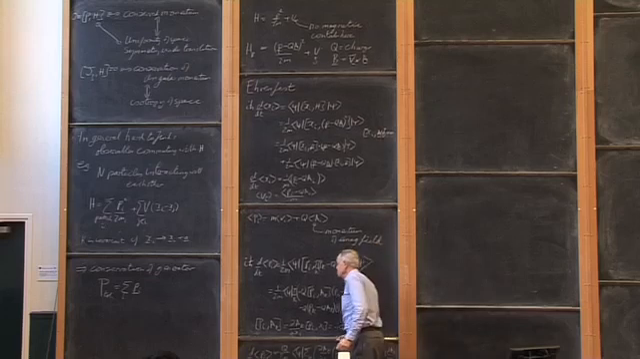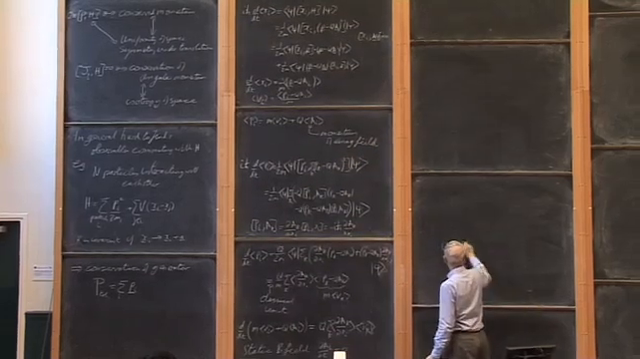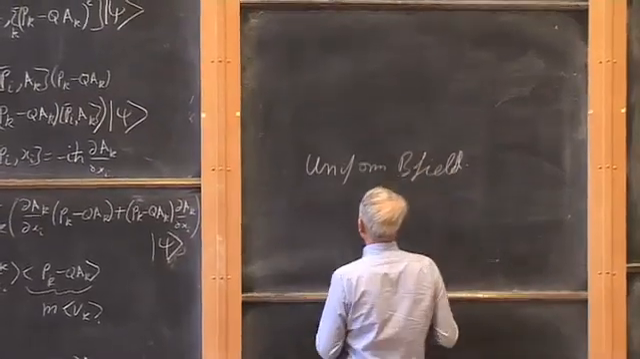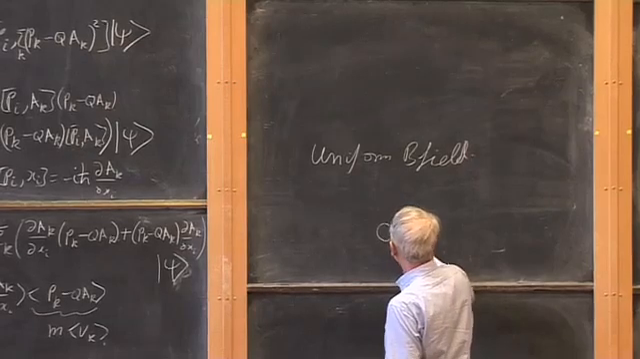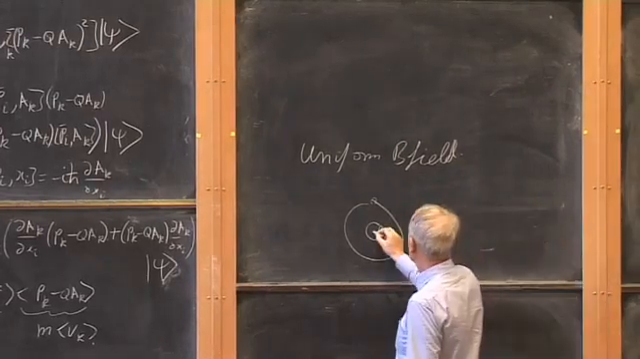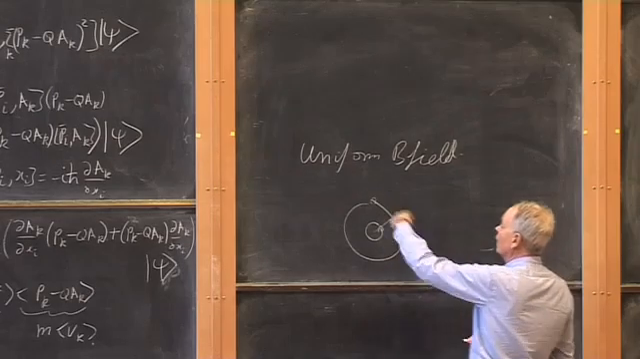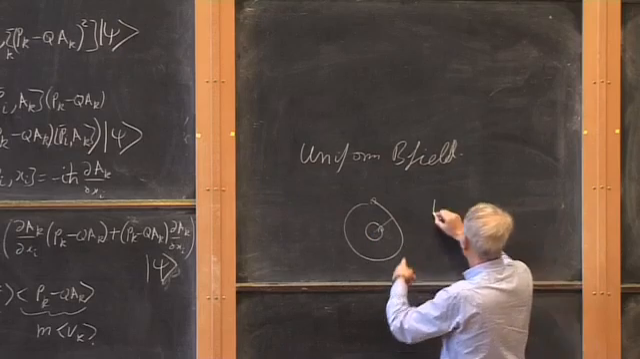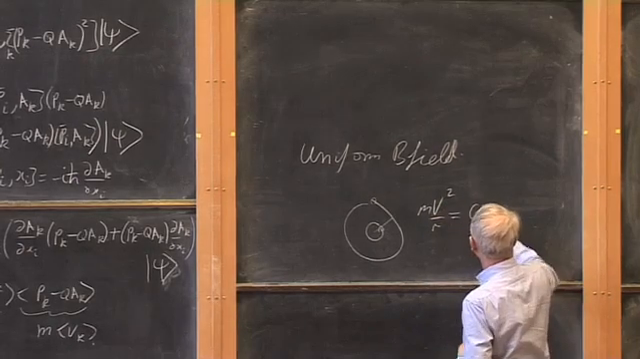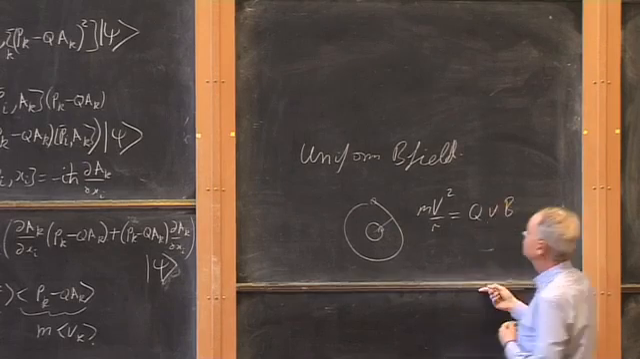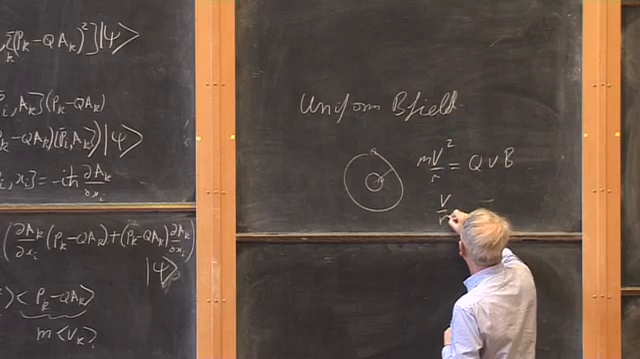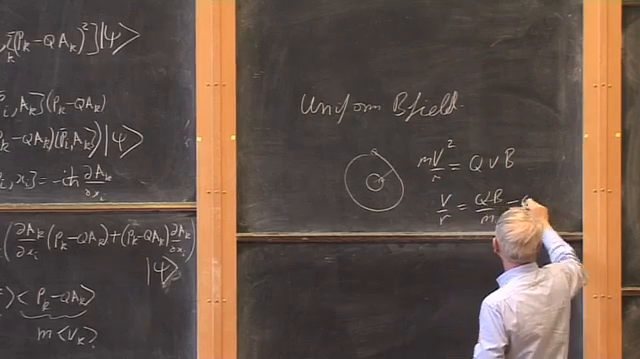The basic principle is that if you have a uniform B field and a non-relativistic charged particle moving in it, the orbits are circles, the particle circles around in this uniform B field with some radius that depends on its speed. If you have a fast particle, it goes round. We have mv squared over r is equal to q v B. So we have that v over r is equal to qB over m, which is the Larmor frequency.